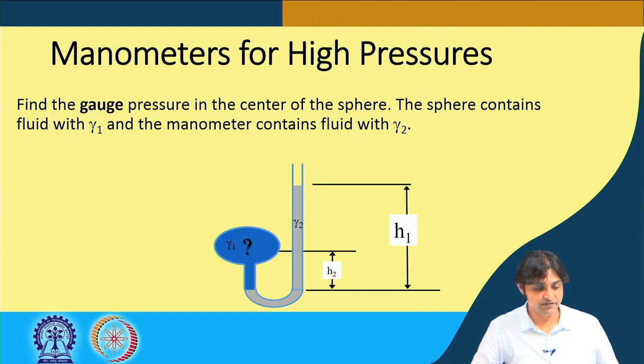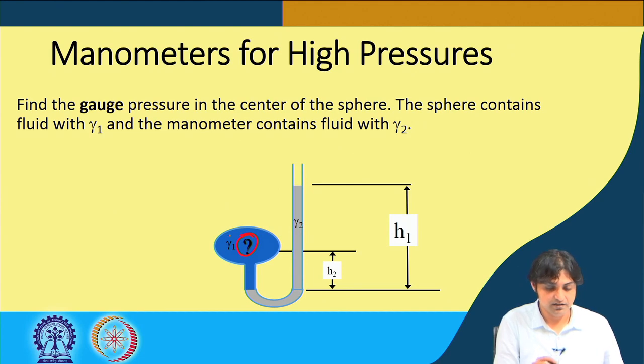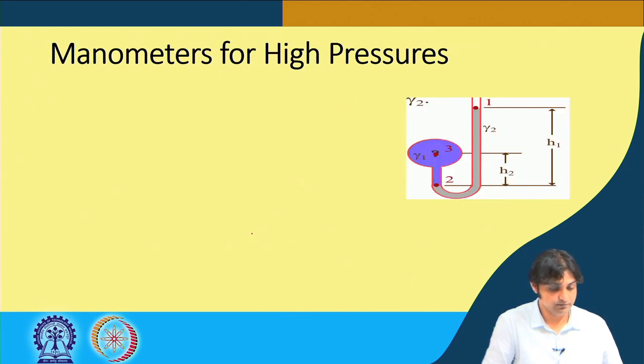Another example, for a manometer. Find the gauge pressure in the center of the sphere. This is not a differential manometer, so we are going to measure the high pressures. Find the gauge pressure in the center of the sphere here. The sphere contains fluid up till here with gamma 1 density, and the manometer contains fluid with density gamma 2. Okay, so we have to find the pressure here. So this is point 1, we assume point 2 here, and we assume point 3 here, the center.